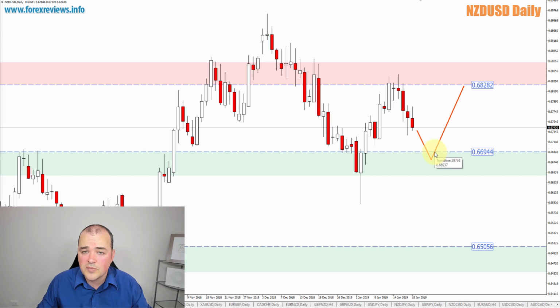Of course, depending on the evidence and how it forms in this zone, I'll decide whether to consider a potential bullish opportunity in this area. So overall on New Zealand USD, the 66.94 zone area is a potential target area to the downside for all those people holding a sell trade on this market from the recent test of the 68.28 zone area, and also a great area on this market to consider a potential bullish opportunity and look for a potential move all the way back up to the 68.28 zone area to the upside.